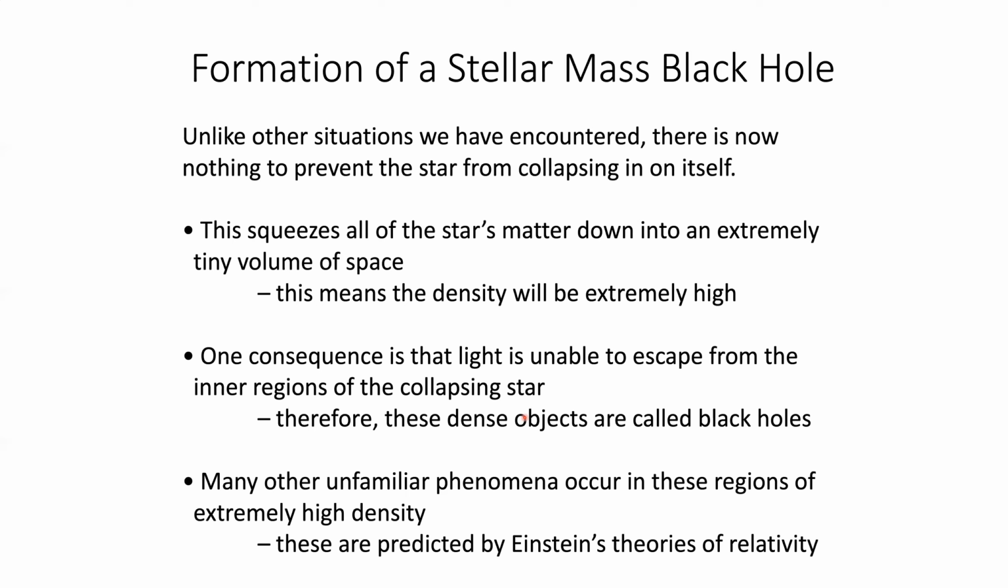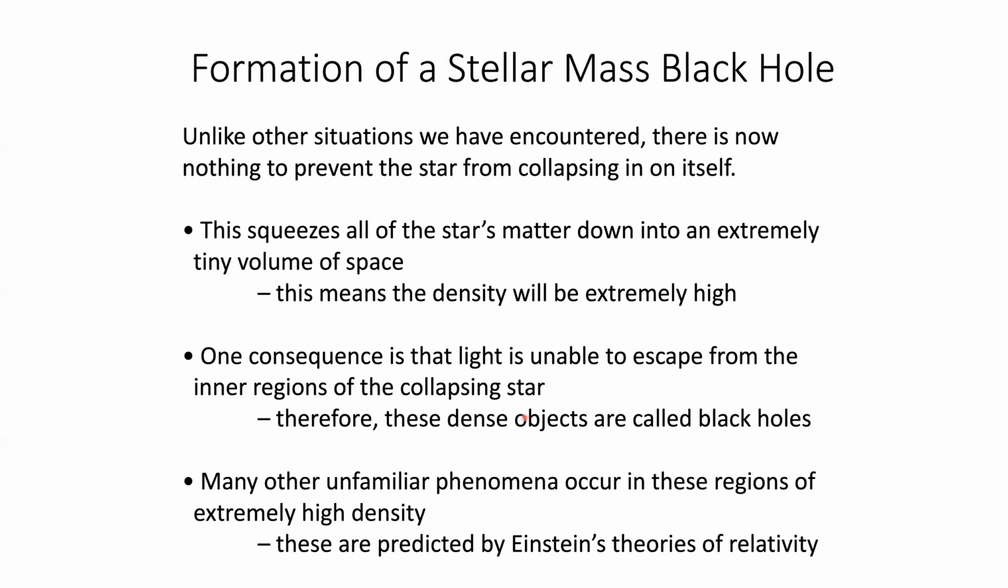Now, what will happen is this squeezes all of the star's matter down into an extremely tiny volume of space. This means the density will be extremely high. So I guess you can understand what happens now, right? There is nothing at the center, so the star will continue to collapse to a very tiny volume, right? Now, the consequences are completely different at this point, because you cannot explain these things from Newton's theory now.